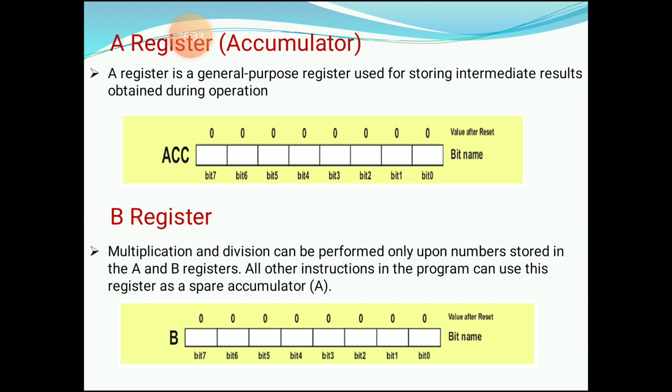Now let us see the register format of the special function registers. The A register is called the accumulator. The A register is a general purpose register used to store data temporarily and store the result after an operation. It is a bit addressable register. You can access the bit data from the register.